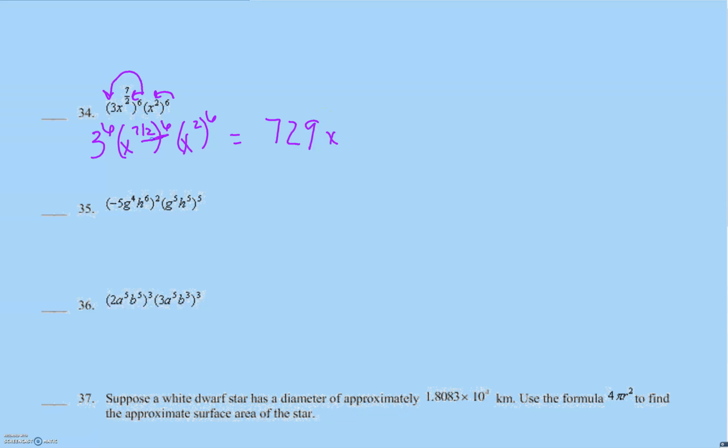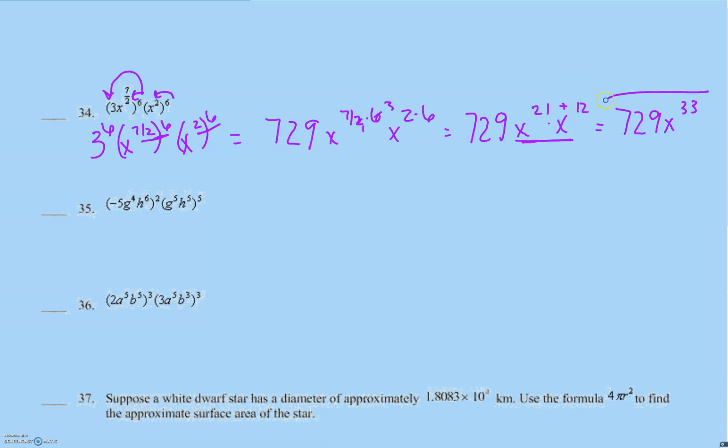Power to a power right here means we're going to multiply those. 7 over 2 times 6. And we're going to multiply our second set as well. 2 times 6. 7 halves times 6 is 21. We can take a 2 out of each of those. 7 times 3 is 21. 2 times 6 is 12. Now we're multiplying powers, same base, so we can combine those as x to the 33rd power. We add our exponents there. Multiplying same base, add our exponents.